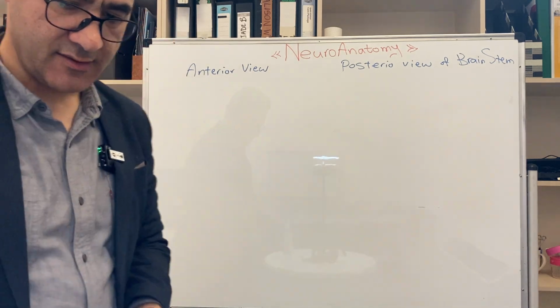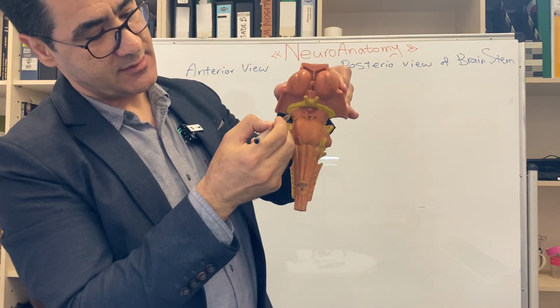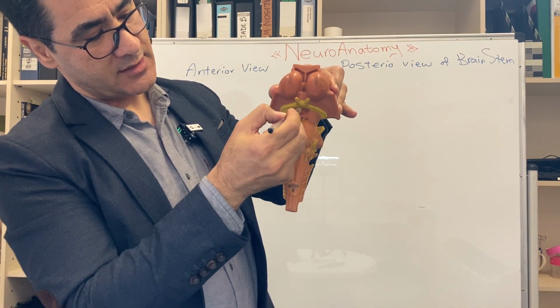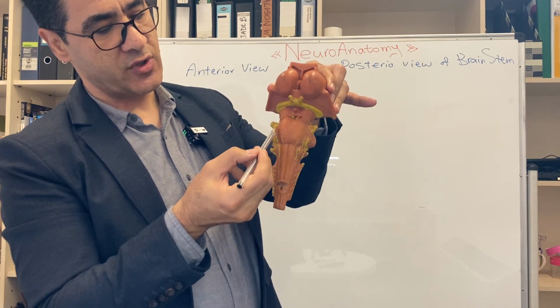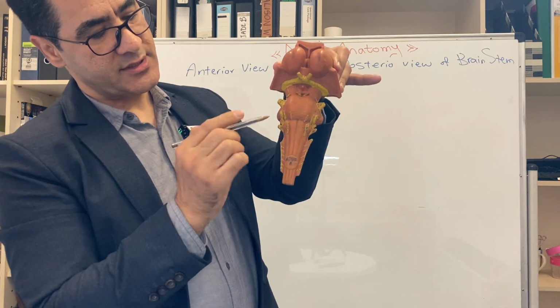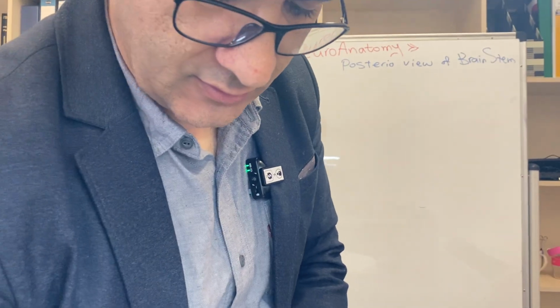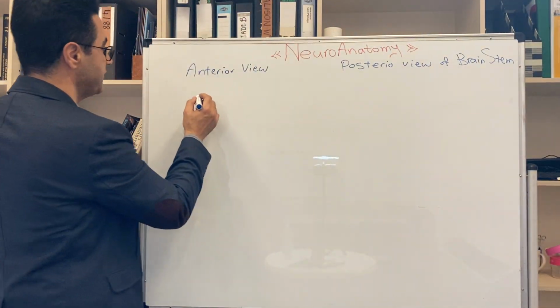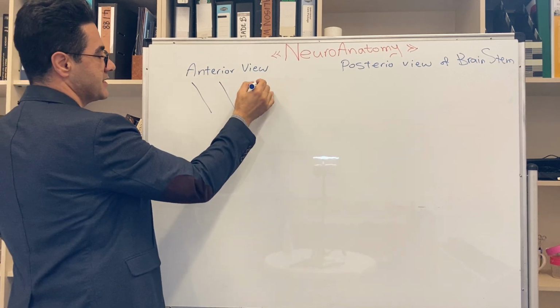So brainstem is comprised of three parts. As you see here, brainstem at the top is made up of this one, midbrain. In the middle you can see this fat boy is pons, which is more prominent than the others. And at the bottom we have medulla. So anterior view, we have two highways like this.